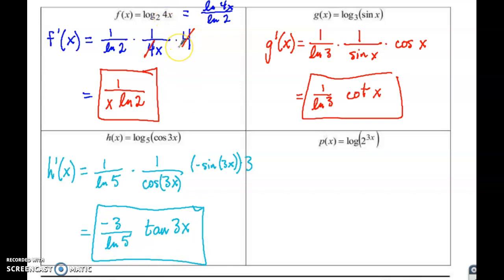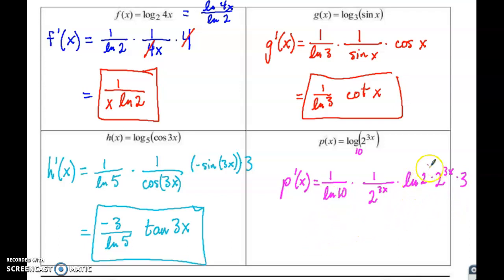On the next one, don't forget there's an implied base of 10. So what we're looking at for p prime of x is 1 over the natural log of 10 times 1 over 2 to the 3x times the derivative of 2 to the 3x, which is natural log of 2 times 2 to the 3x times 3. So there's a lot going on there. What you actually should notice, this is sort of neat, is that the 2 to the 3x's will cancel. And I'll explain why that should make sense in a second.